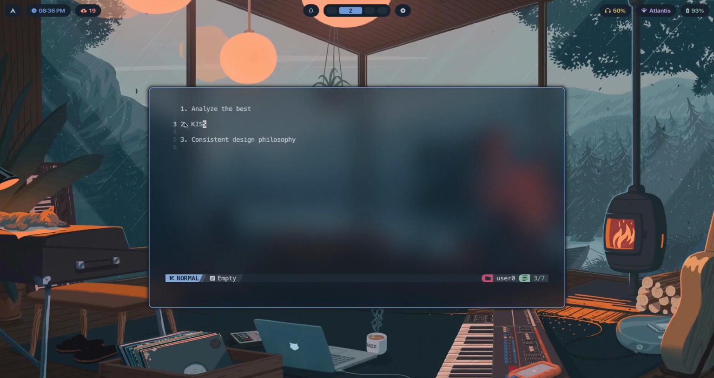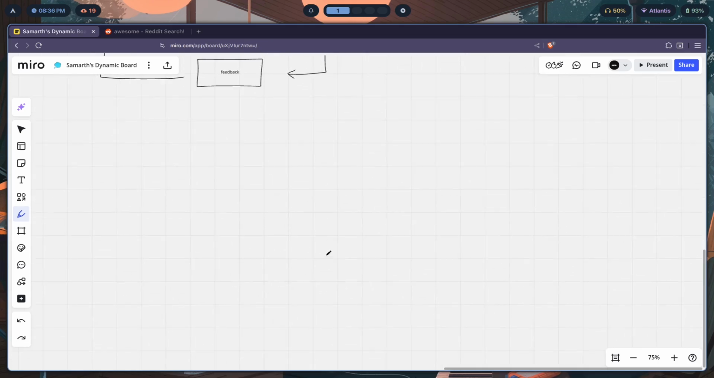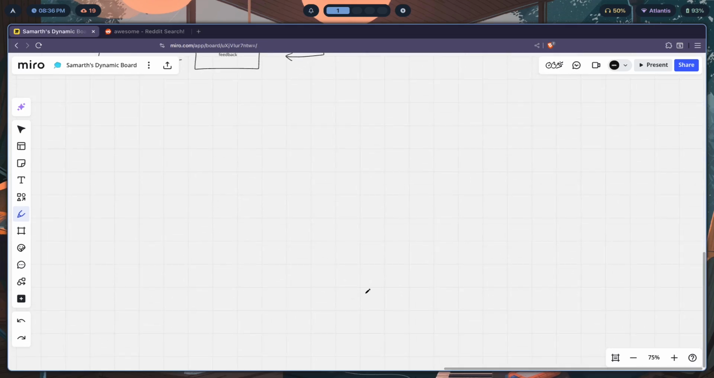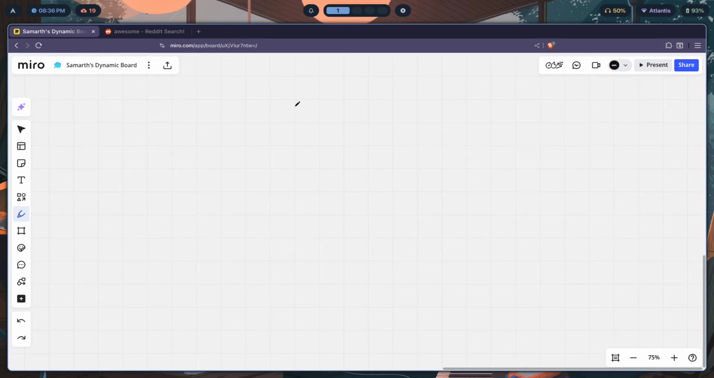Great. Next up, we have KISS. So keep it simple, stupid. Now, what is that all about? Well, the core idea is basically to not overcomplicate things. That's it. It doesn't get any simpler than that.